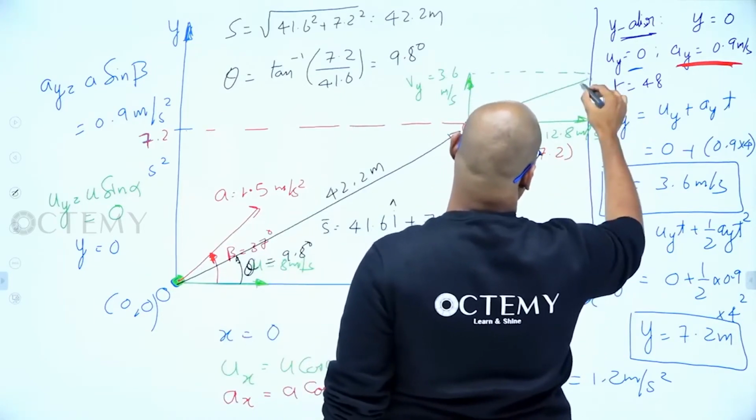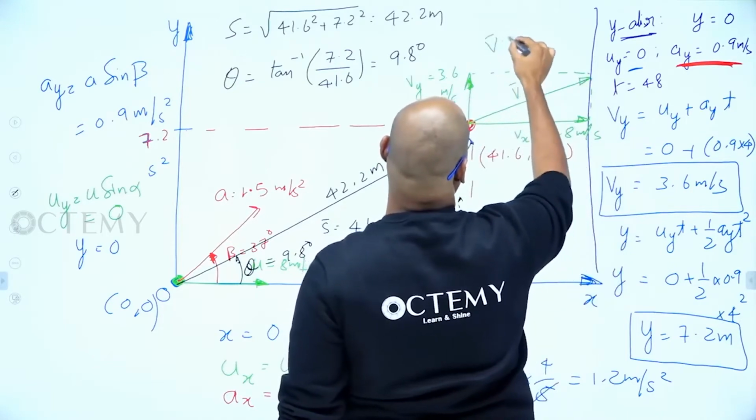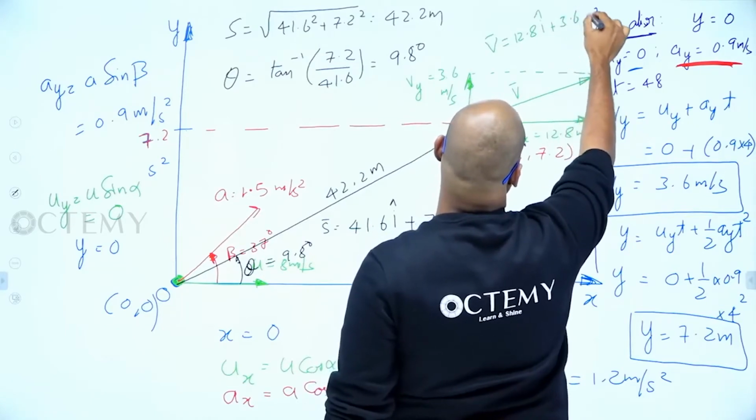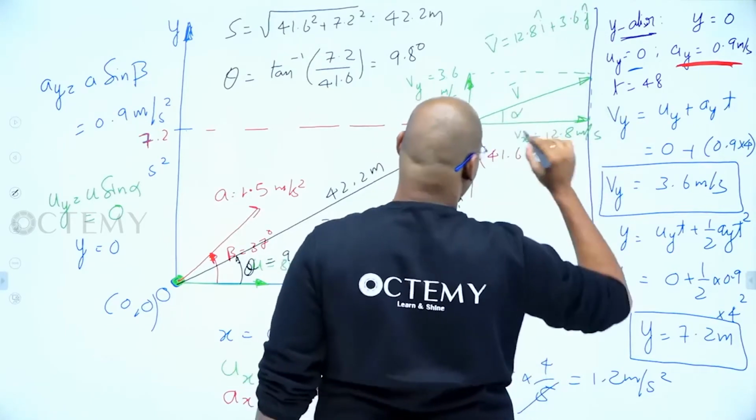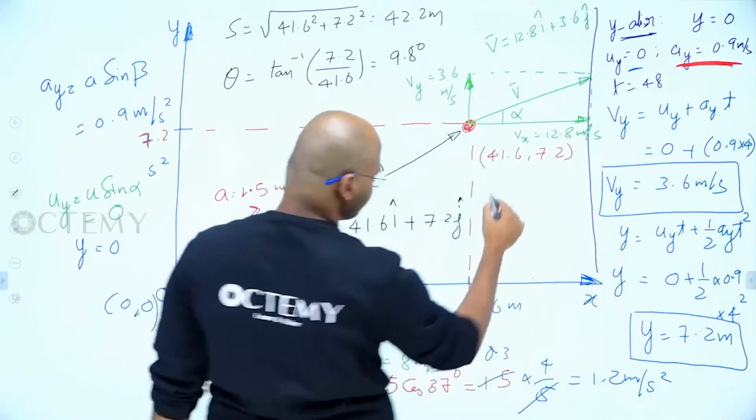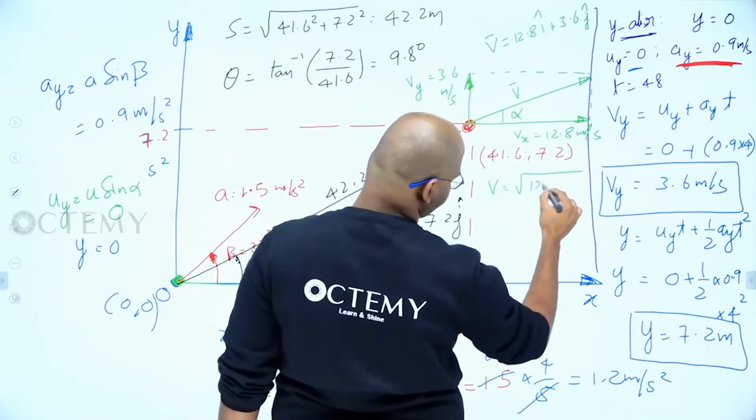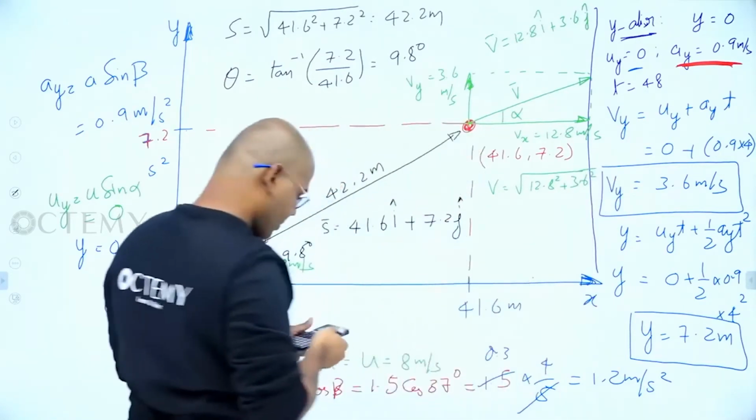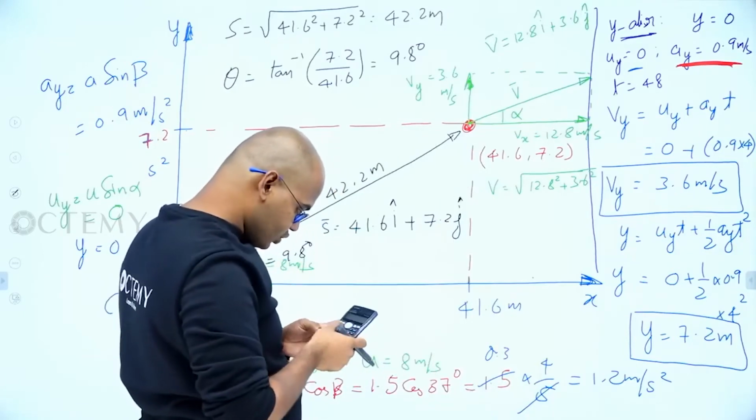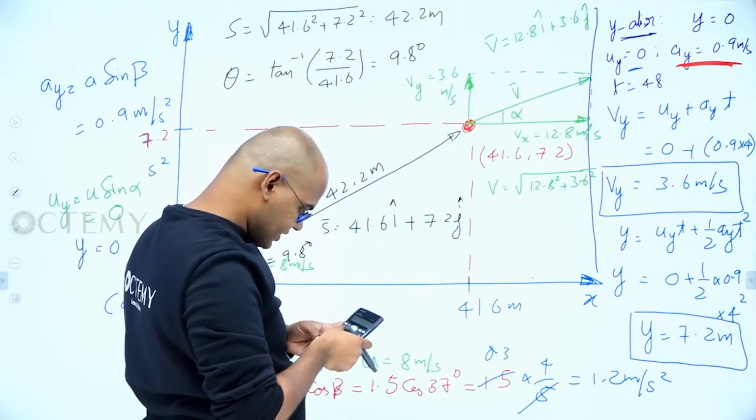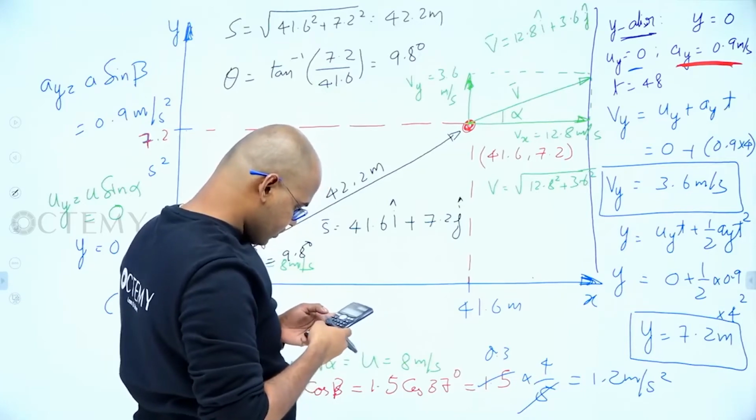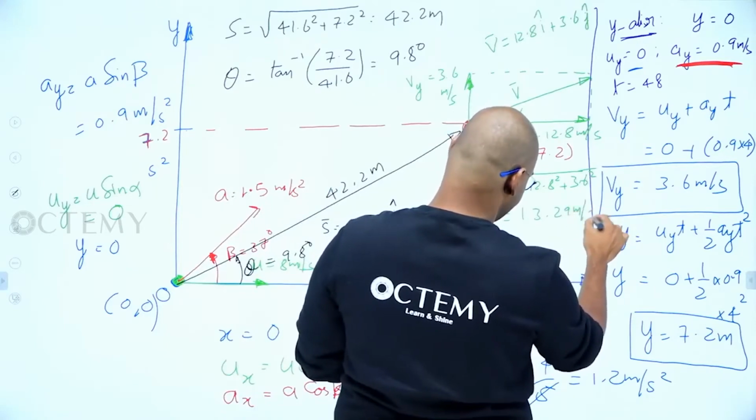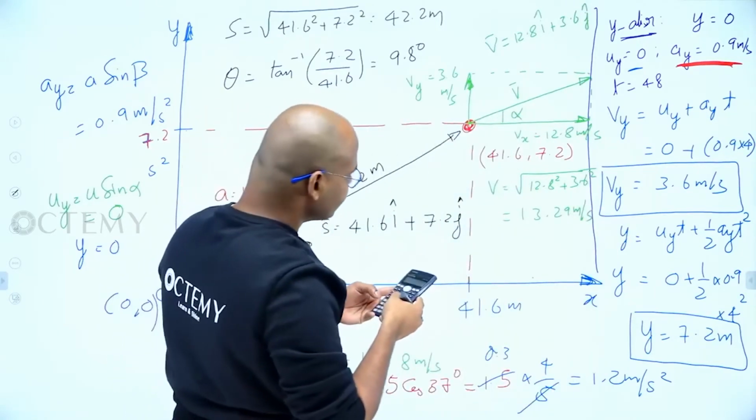So the resultant velocity, V bar is equal to how much? 12.8 i cap plus 3.6 j cap, and this is the angle alpha. Now how to get the total velocity v? Under root of 12.8 whole square plus 3.6 square. So how much is that going to be? 12.8 square plus 3.6 square under root of answer. So that is 13.29 meter per second.